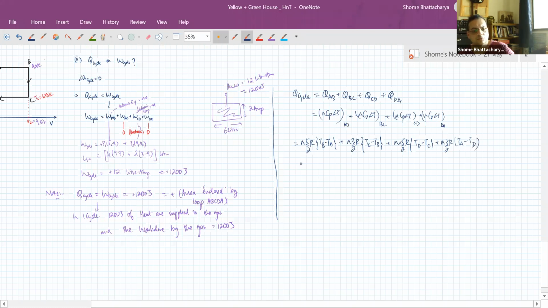Okay. So this would have become 5/2 times P1 into V2 minus V1. This would have been 3/2 times this volume into P1 minus P2. Plus this would have again been 5/2 times P2 into V1 minus V2. And this would have again been 3/2 times, like this. Each of these terms you would have got.